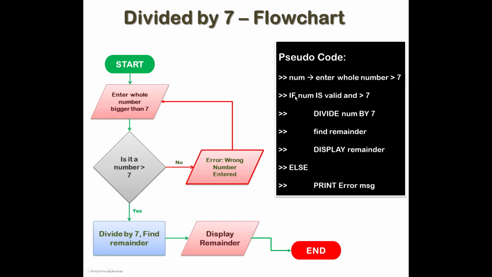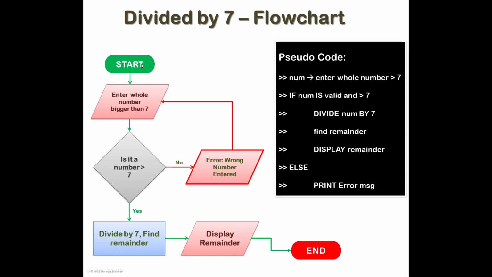Then it's going to say if the number you've entered is valid and greater than 7. By valid we mean, is it a number or is it just a letter, like instead of 1 you wrote I. Then the third line says divide that number by 7, find the remainder and display the remainder. Otherwise, print an error message. You can expand on this pseudocode and make it even more detailed. I just gave you this to give you an insight, or a little understanding of it.